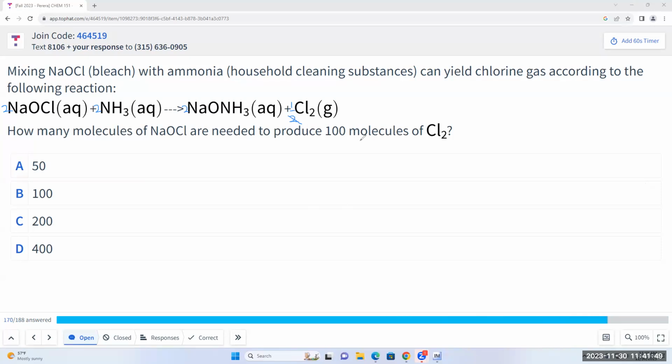They're asking to produce 100 molecules of chlorine. How many molecules of sodium oxychloride are needed? To produce 1, we need 2. This is NaOCl. To produce 1, we need 2. To produce 100, we need 200. That's it. That's your correct answer, option C.